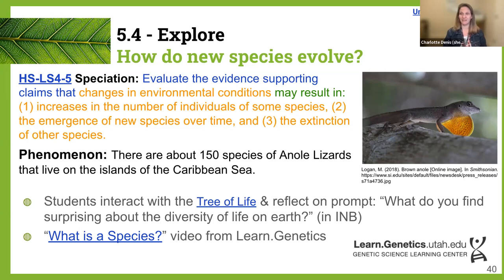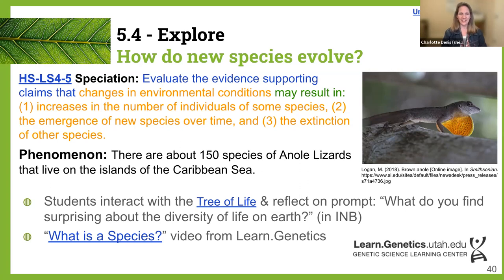You can get new variation in species number, or sorry, in individual numbers. So that's represented by natural selection. Emergence of new species over time, or extinctions. And this is an oldie but a goodie, I think. This HHMI Biointeractive has had this thing going on for a while.